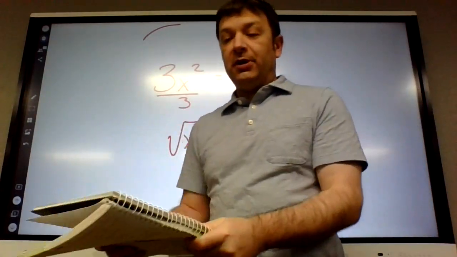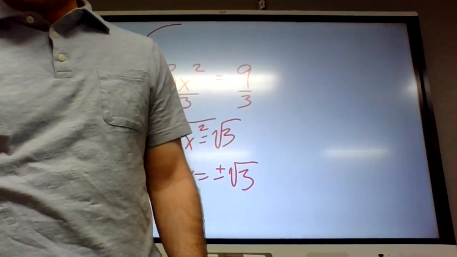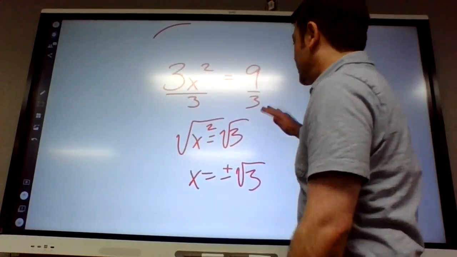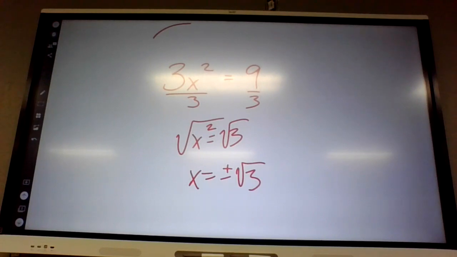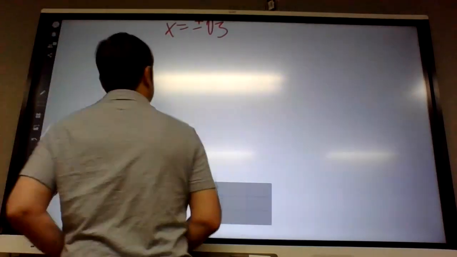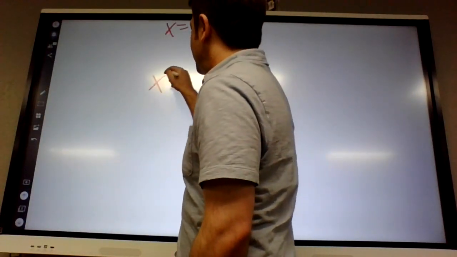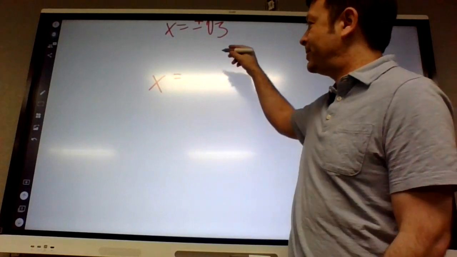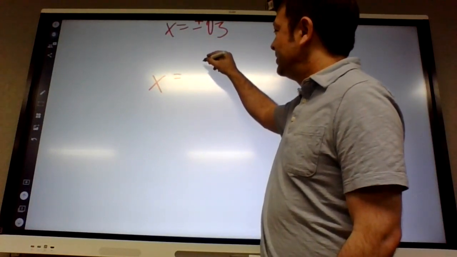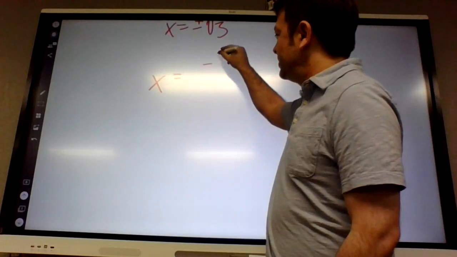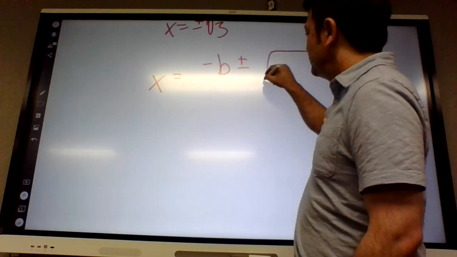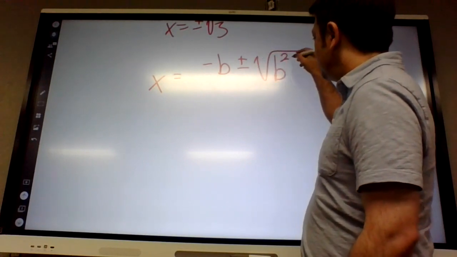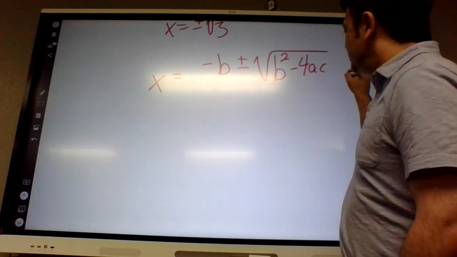Okay, for number 7, evaluate the discriminant. We haven't talked about what the discriminant is yet. Actually, before we do that, let's do the quadratic formula. How much can we say from memory? Negative b plus or minus square root of b squared minus 4ac over 2a.